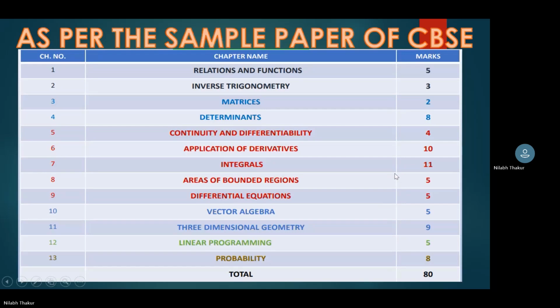Now, this is the detail. In relation and function, a 5 marks question will come. Inverse trigonometry, a 3 marks question maximum. Matrices of 2 and determinants of 8, that may vary. So most probably this is the marking scheme that CBSE sets for the different regions of the paper.